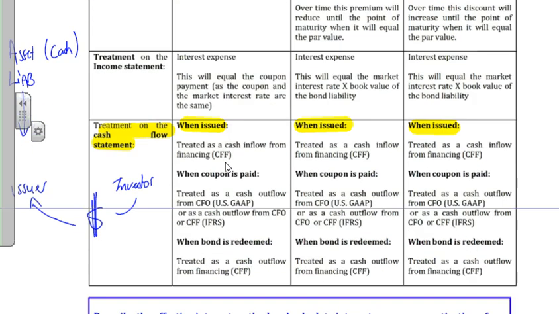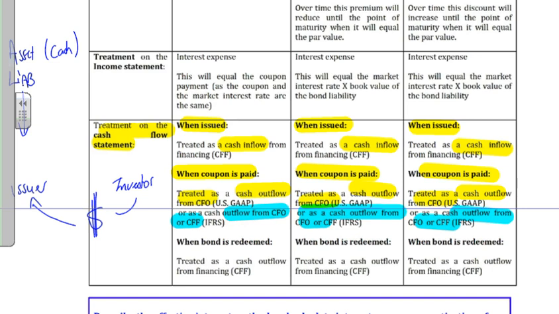On the cash flow statement, when the bond's issued, that's a cash inflow. Doesn't matter if it's a par value bond, a discount bond, or a premium bond. When coupon is paid, that's a cash outflow. Now remember, we spoke about this earlier when we looked at the cash flow statement. When interest is paid, US GAAP says cash flow from operations. IFRS says you can either treat it as a cash outflow from operations or cash flow from financing. But again, it doesn't matter what type of bond it is, the treatment in the financials is the same.